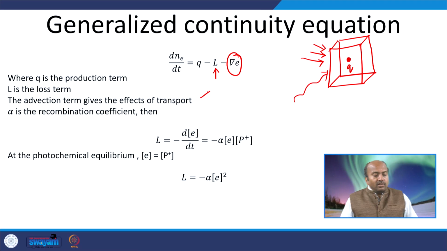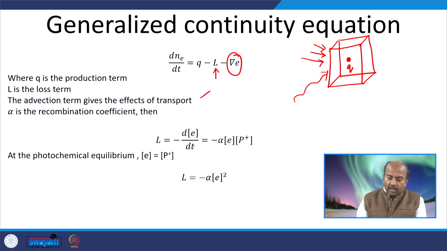Now, if alpha is the recombination coefficient, this is where it becomes slightly interesting. Alpha refers to the rate at which electrons and ions are recombining, okay. Alpha has to tell you how many electrons are lost per unit time, right, which is also a rate. So, then the loss can be dE by dt, the rate of change of electrons with respect to time. Now, we are referring to the loss, the recombination, right. So, that is why we have put a minus. Which means L is equal to minus dE by dt. L is the rate at which electrons are lost, right.